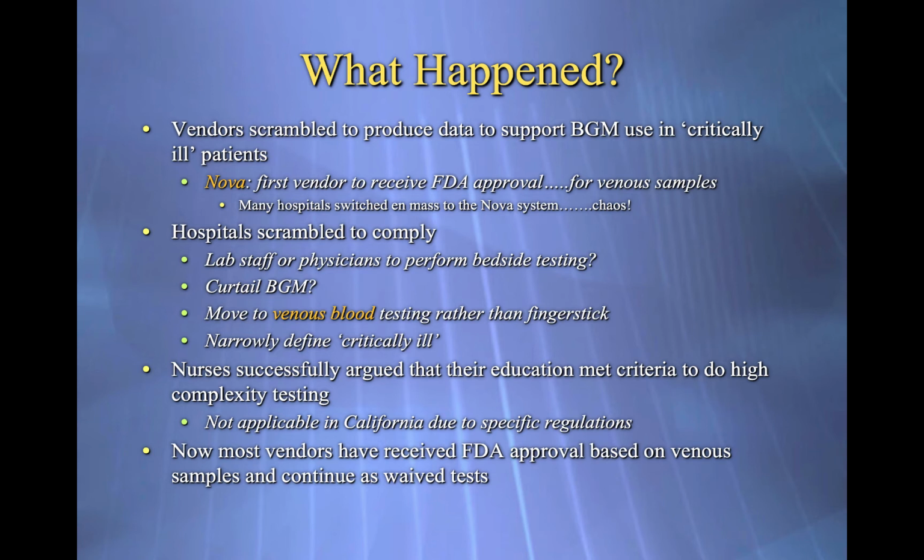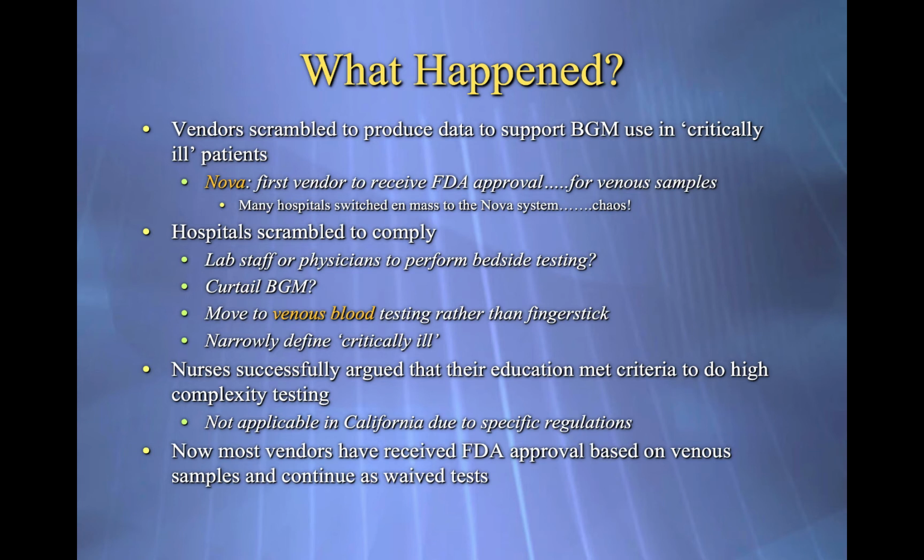Moving to a venous sample is what almost all ICUs and ORs and even emergency departments tended to do anyway, from venipuncture. But because Nova was the first to receive approval, many hospitals switched en masse to the Nova system, and it was complete chaos. Suddenly, within weeks, they had changed over 400, 500 glucose meters and retrained everybody in new ways to control and use the meter. So it was a major headache for most hospitals.